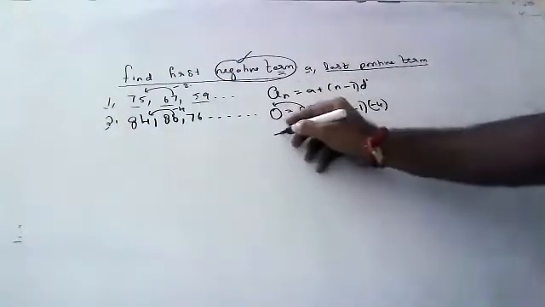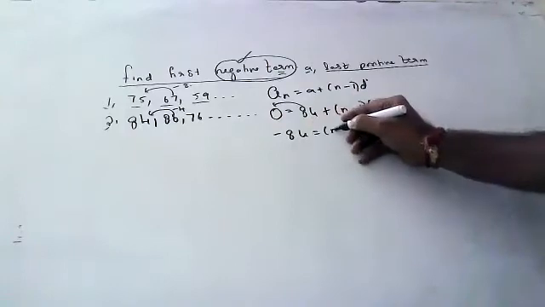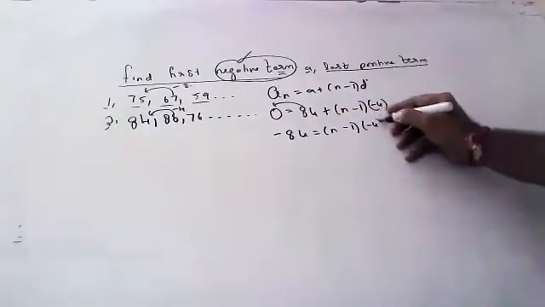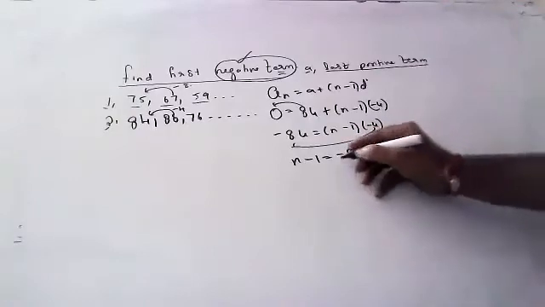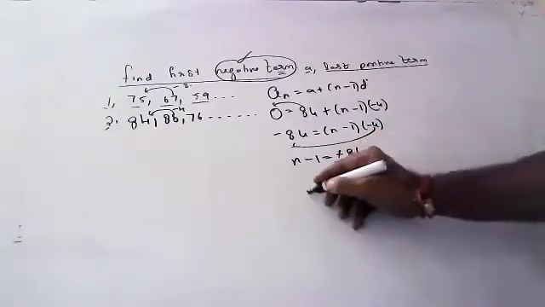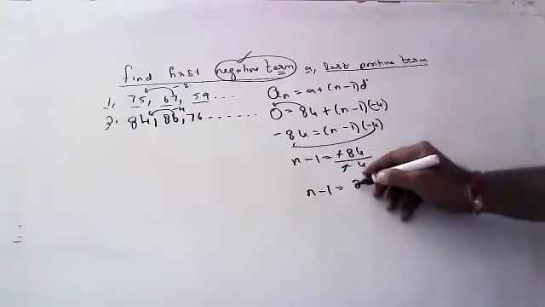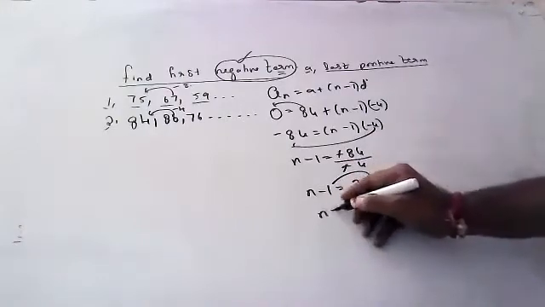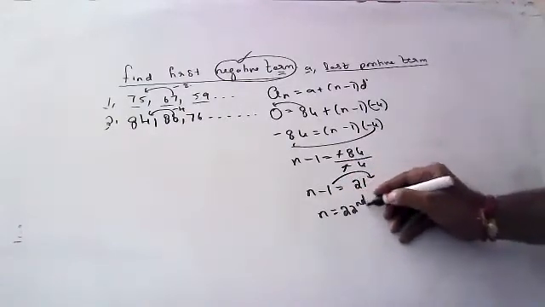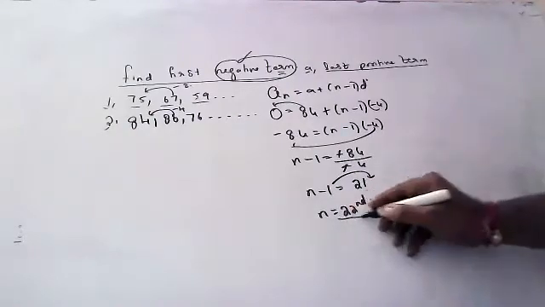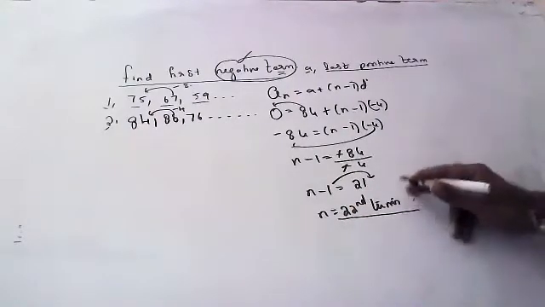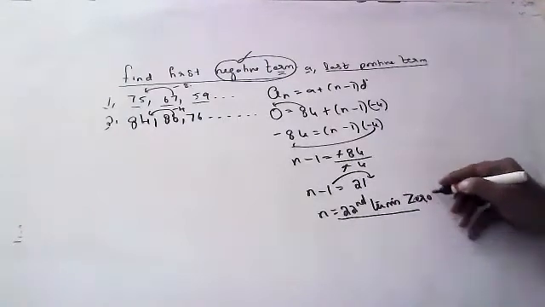This comes here. Minus 84 is equal to n minus 1 into minus 4. Now minus 4 will come down. n minus 1 is equal to minus 84 by minus 4. n minus 1 is 21. So n is 22. Children, the 22nd term is 0. The 22nd term is 0. What did you understand from this?